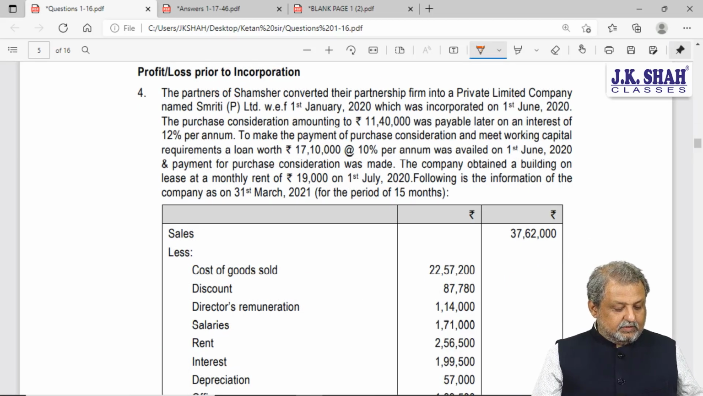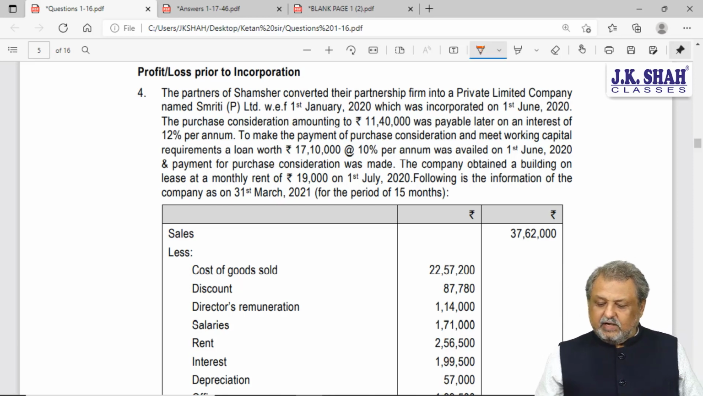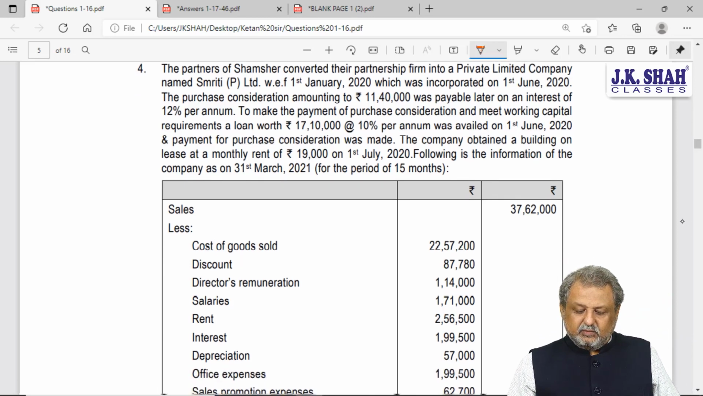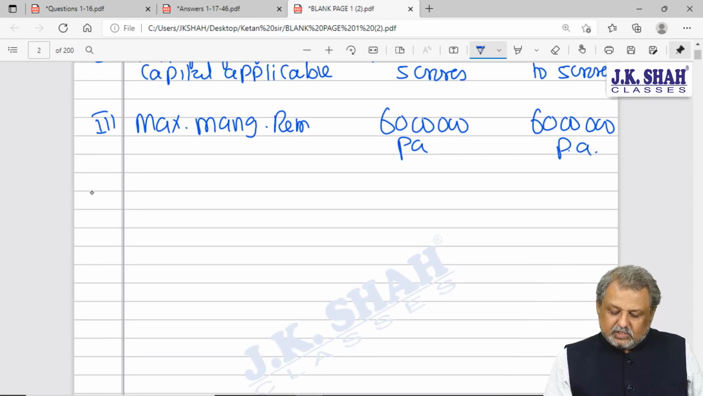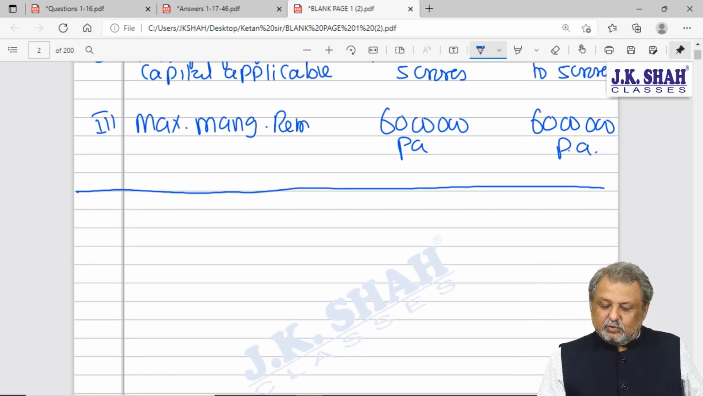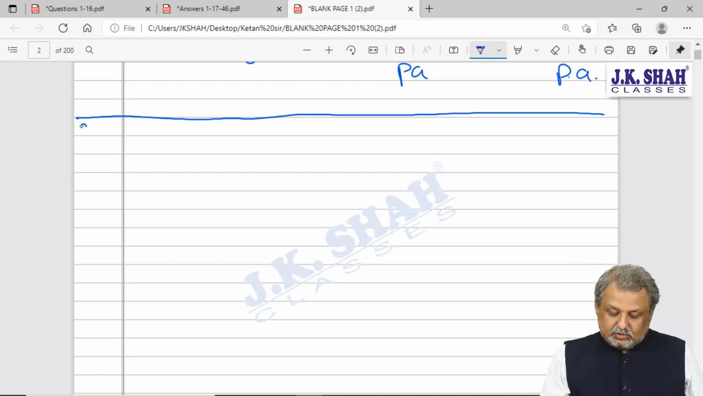Now, something that always all students love, that is profit prior to incorporation. Wonderful topic. Now, as far as this topic is concerned, once you identify that this is a question on profit prior to incorporation, then the moment you start reading the question, you should simultaneously prepare the working note for time ratio. Immediately you should start. Question 4, working note 1, time ratio.